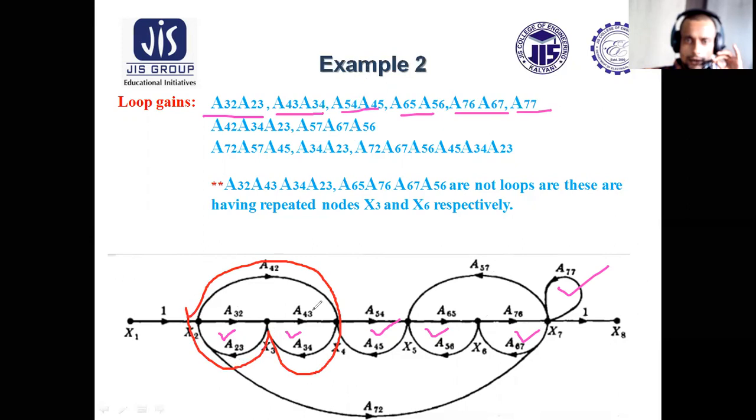This one is a loop. A42, A34, A23. Similarly, see here, A57, A67, and A56. This is similarly a loop which is being described here.